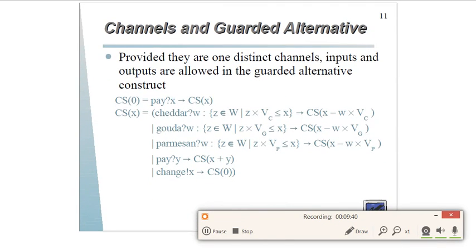Okay. Now I'm going to the channels and the guarded alternative. Now they can be like a distributed channel, with input and output allowed in the guarded alternative. Like suppose you have a channel S where you pay a certain amount to get different types of things, that change plus the amount of money.